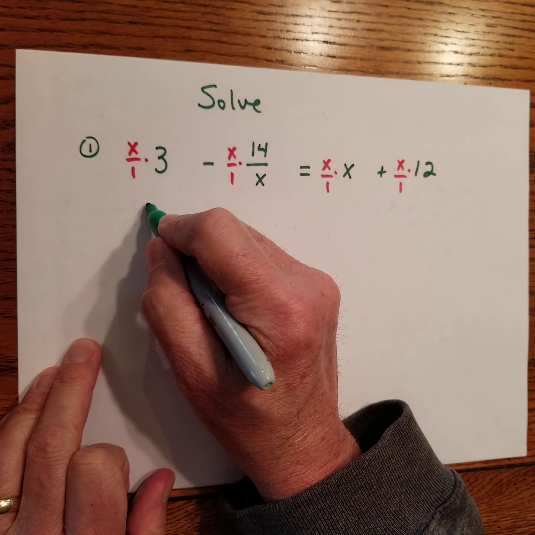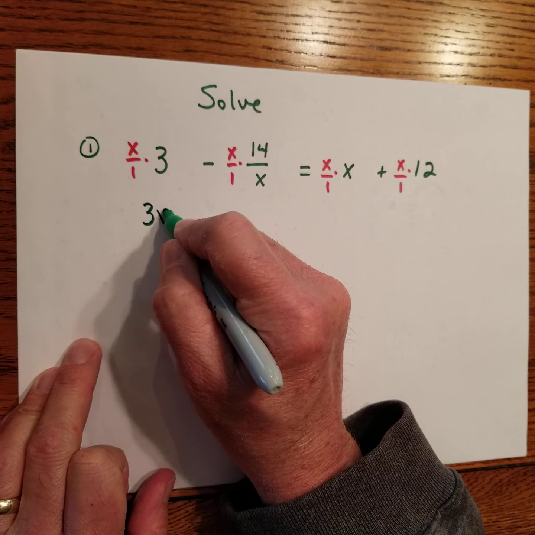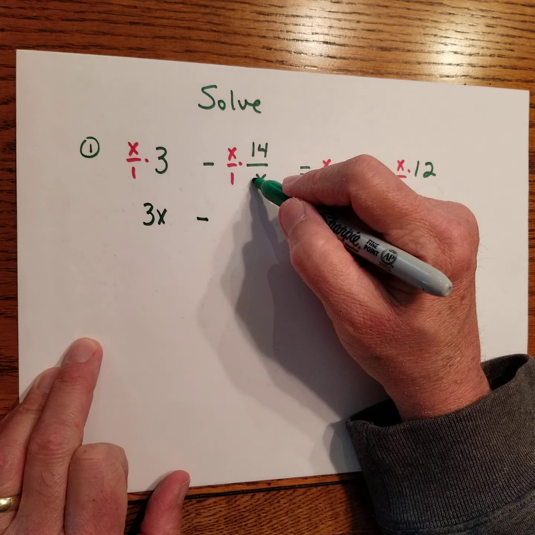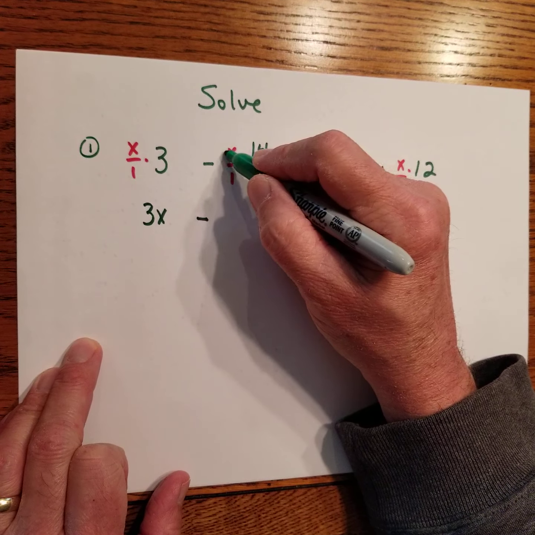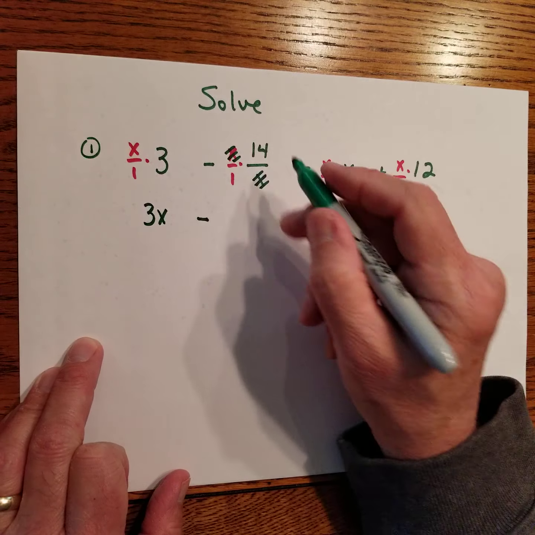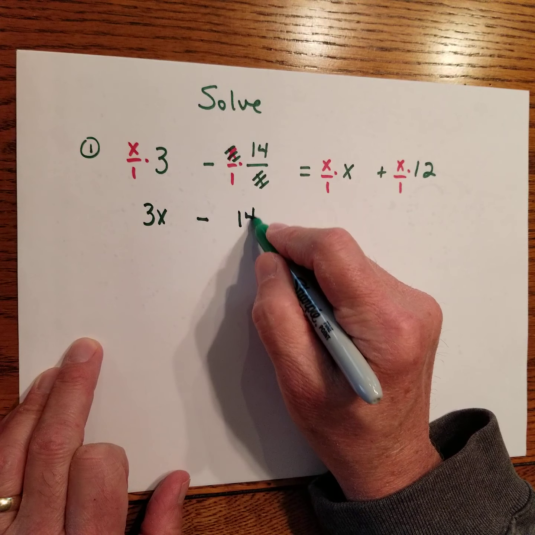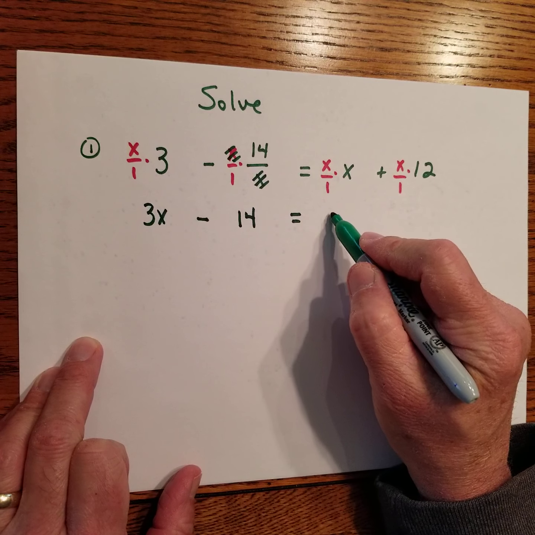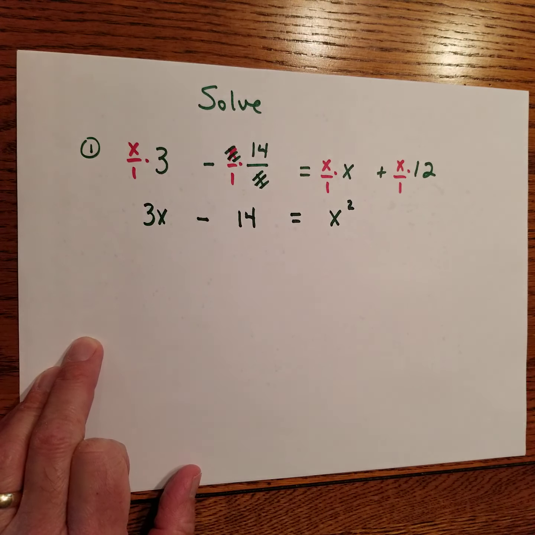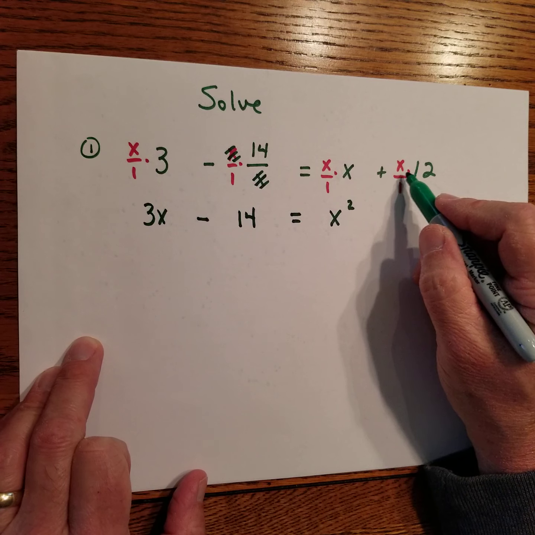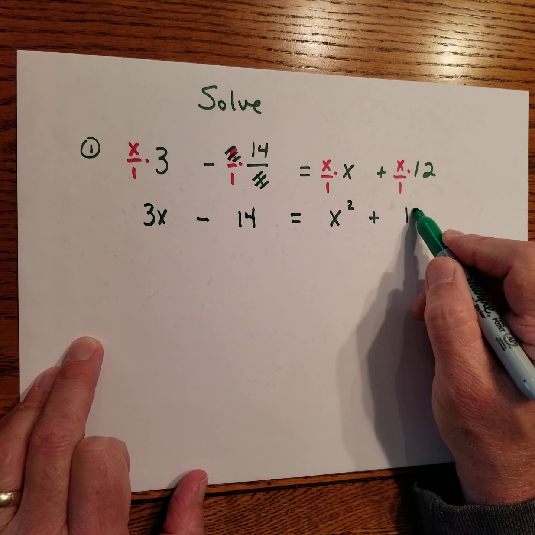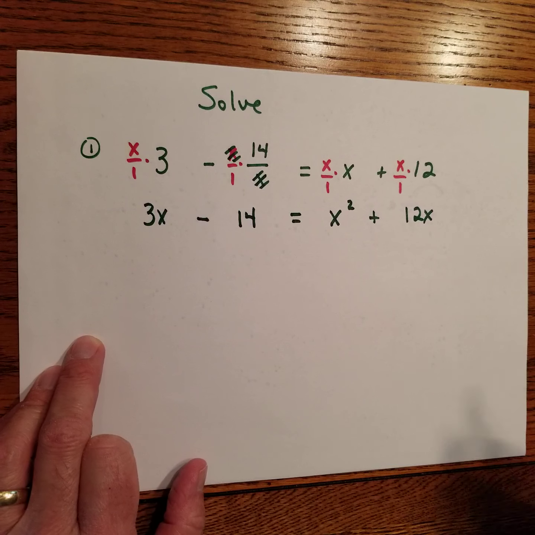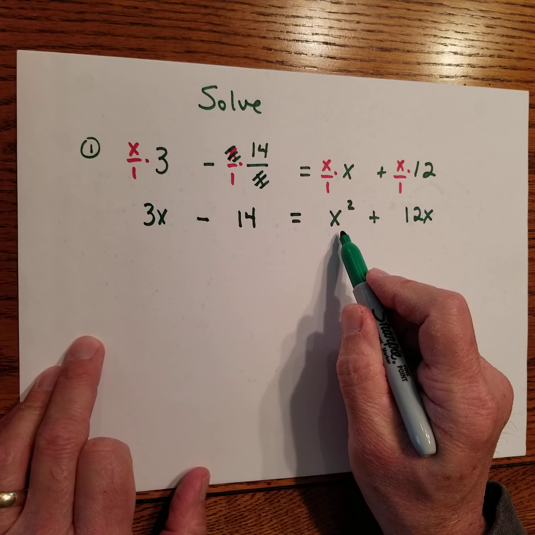When I do that, x times 3 looks like that, minus 14. This x in the bottom perfectly cancels this x in the top, leaving just the 14, equals x times x is x squared, and x times 12 is 12x. Now what I've got is a quadratic equation.